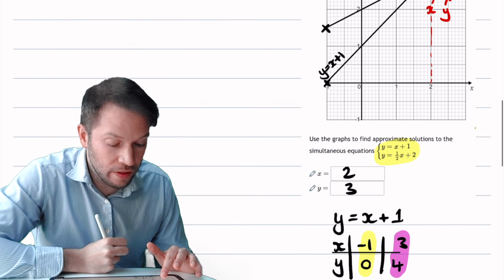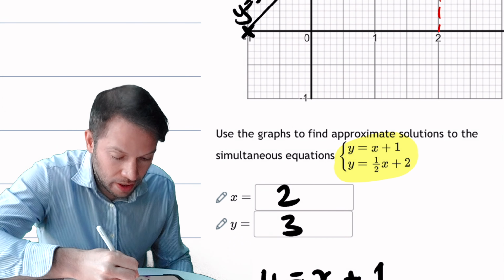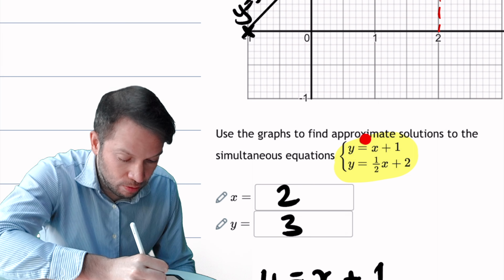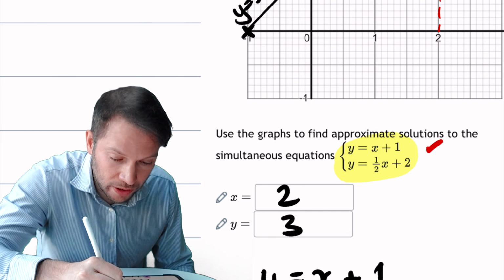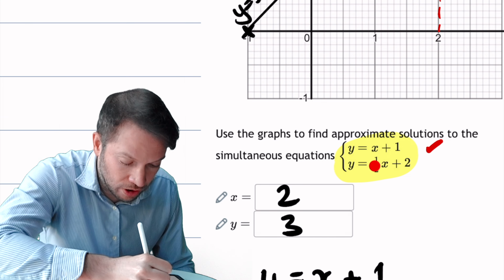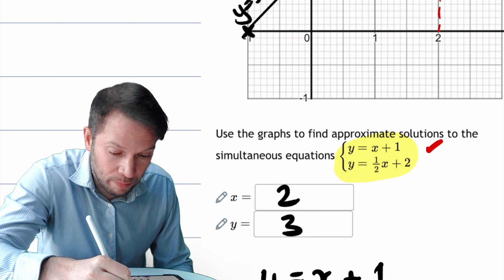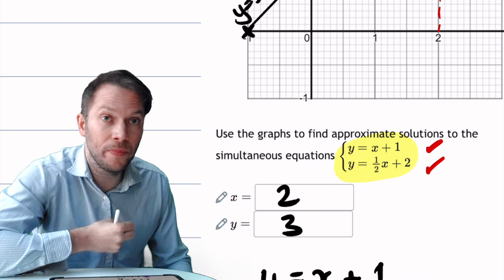We can check that this actually works with these original equations. So if x is 2 and y is 3, 3 is equal to 2 plus 1. That works. And the second one, y, which is 3, 3 is equal to half times 2 plus 2. That also works. So those numbers of x and y also work with the second equation as well. So we are done.